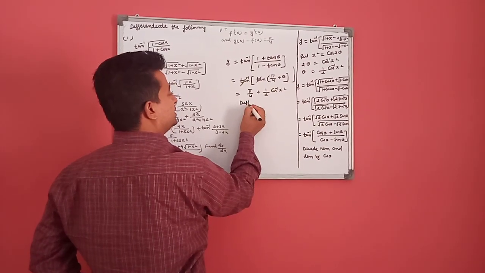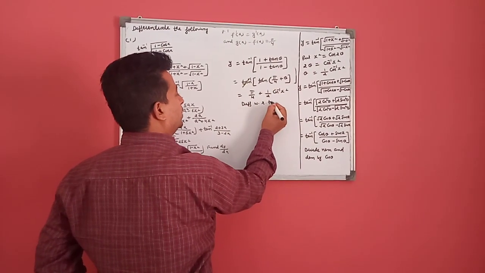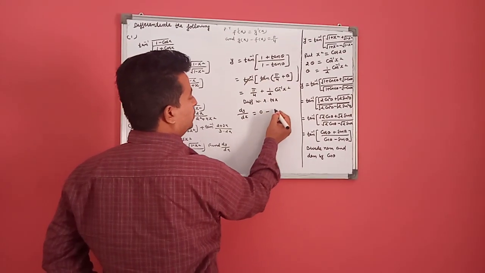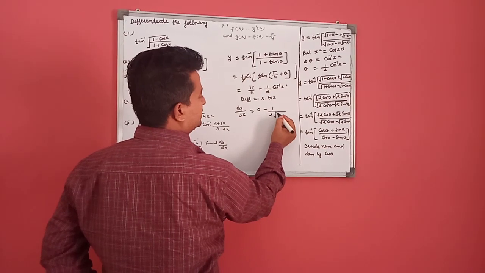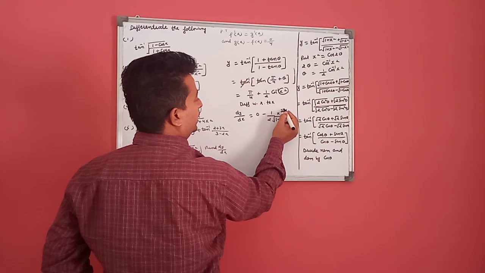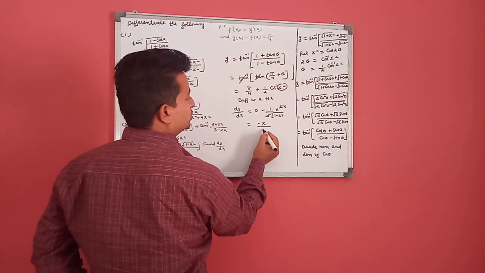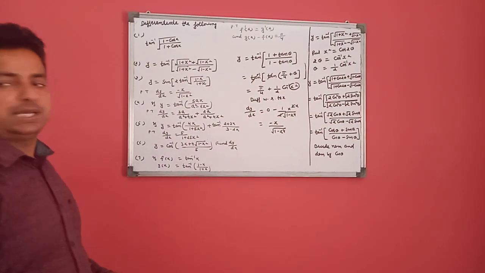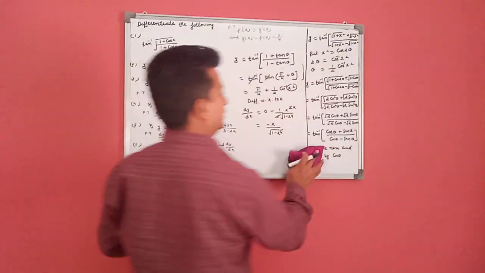When we differentiate this with respect to x, we get differentiation of constant is 0 and cos inverse is 1 upon root of 1 minus x^4. Differentiation of this is 2x. This cancels out. So its answer is minus x upon root of 1 minus x to the fourth.